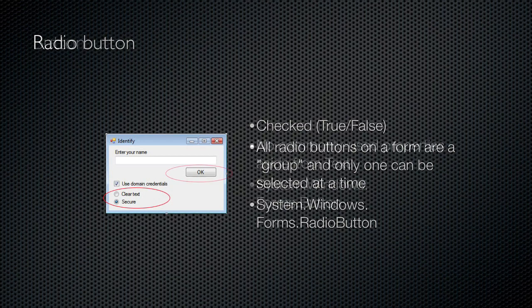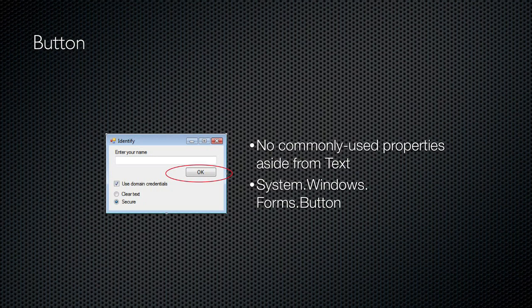system.windows.forms.radiobutton. Buttons are the primary means a user has to indicate agreement or completion. Clicking a button usually closes a dialog box or takes some other action. Aside from the text property, which controls the text that appears on the button's face, and from their positioning and sizing properties, buttons don't really have many properties you'll work with frequently. Their class name is system.windows.forms.button.